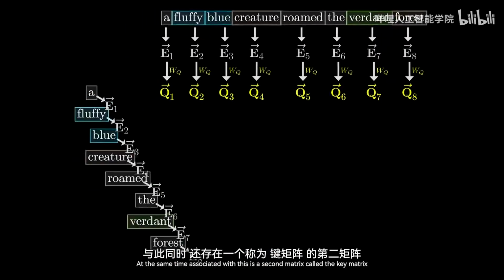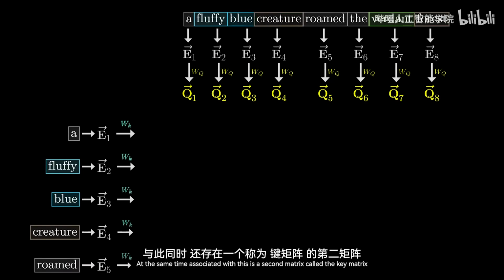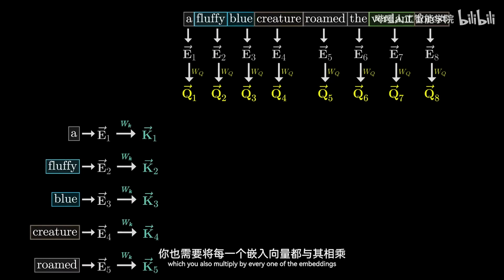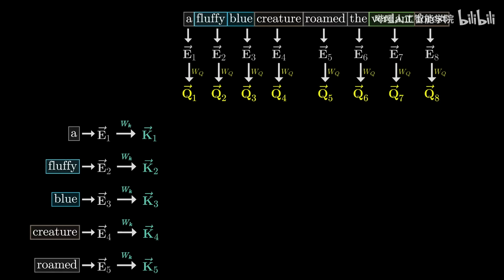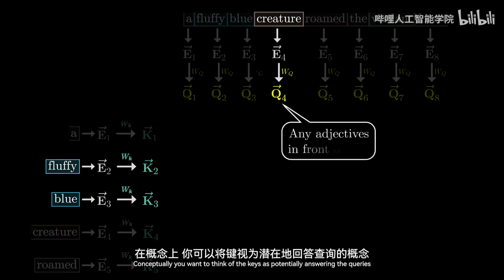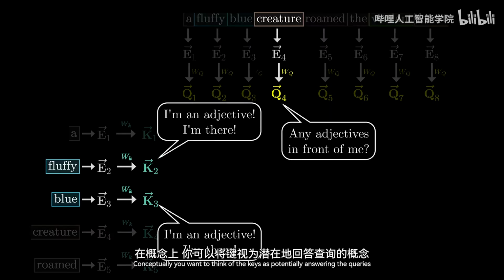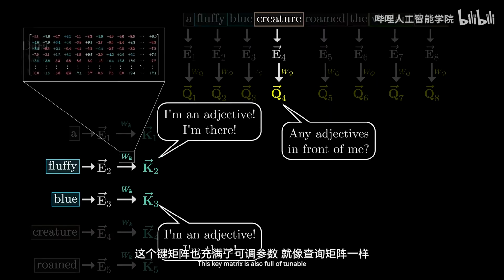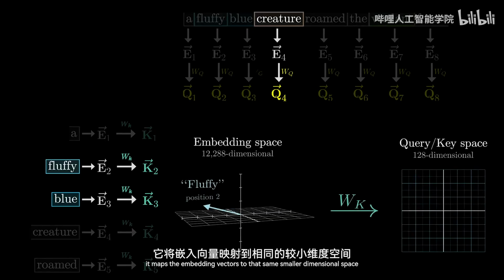At the same time, associated with this is a second matrix called the key matrix, which you also multiply by every one of the embeddings. This produces a second sequence of vectors that we call the keys. Conceptually, you want to think of the keys as potentially answering the queries. This key matrix is also full of tunable parameters, and just like the query matrix, it maps the embedding vectors to that same smaller dimensional space.